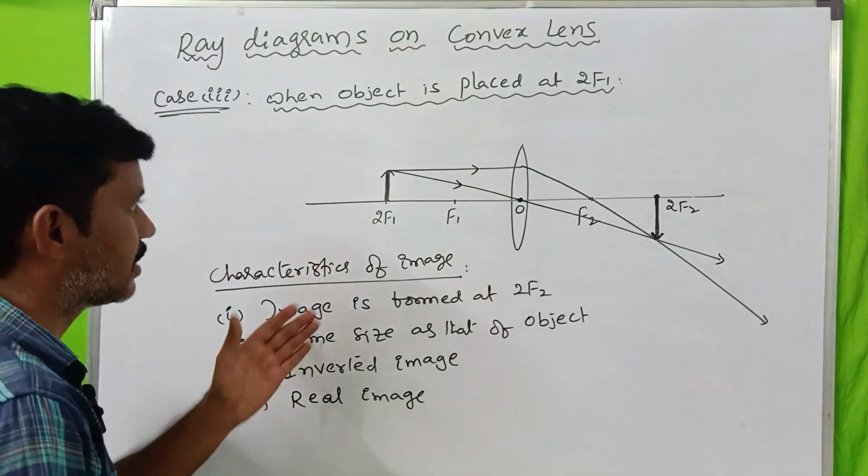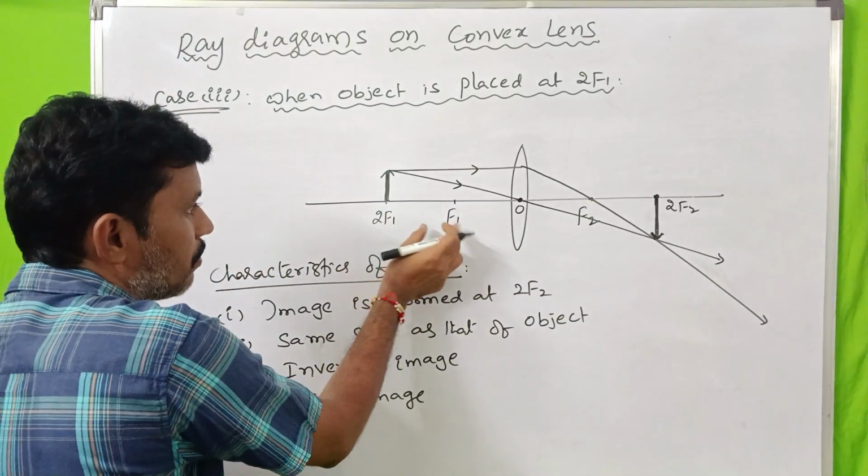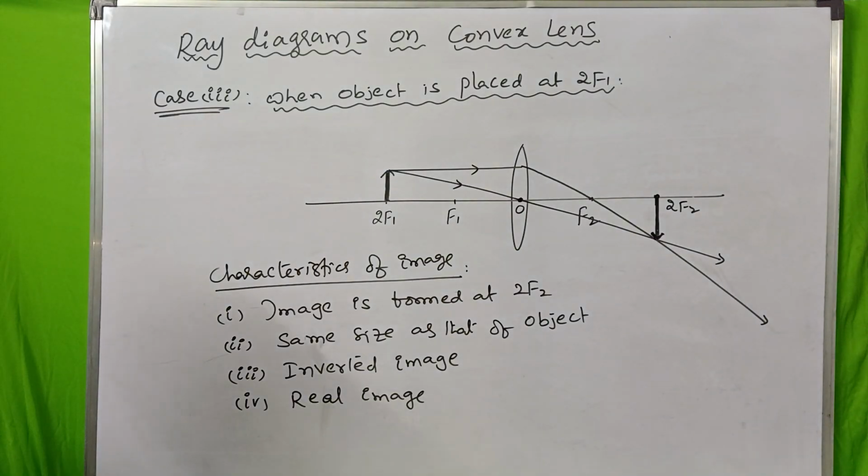Okay, next case: we move the object a little further forward, so the object position is between 2F1 and F1. Write down. This is case 3, the object is placed at 2F1.